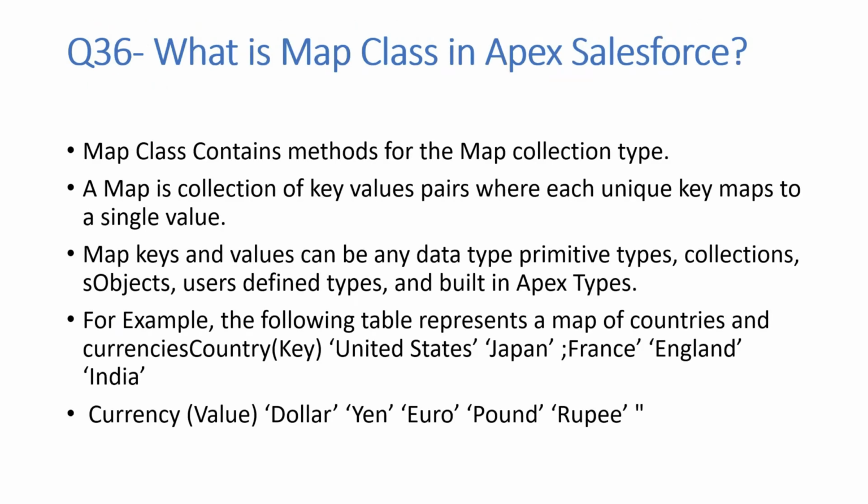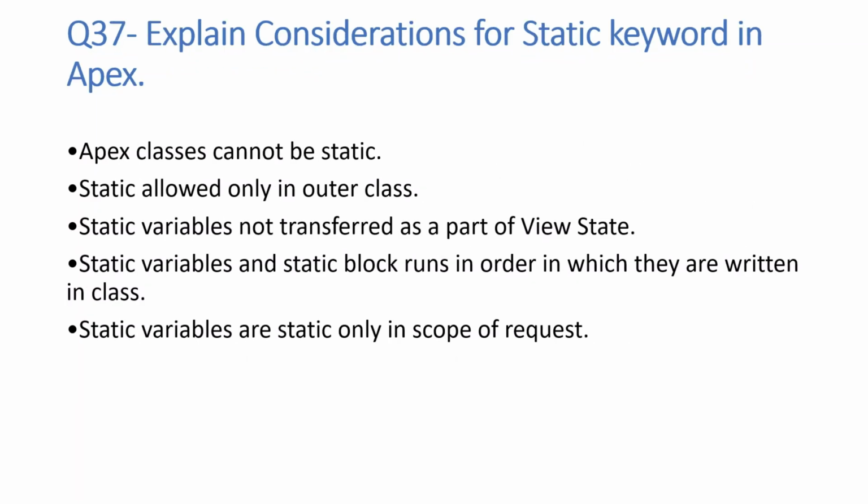What is the map class in Apex Salesforce? The map class contains methods for the map collection type. A map is a collection of key-value pairs where each unique key maps to a single value. Map keys and values can be any data type: primitive types, collections, sObjects, user-defined types, and built-in Apex types. For example, the following table represents a map of countries and currencies. The key is the country: United States, Japan, France, and India, and the currency for the respective country is dollar, yen, euro, pound, rupee.